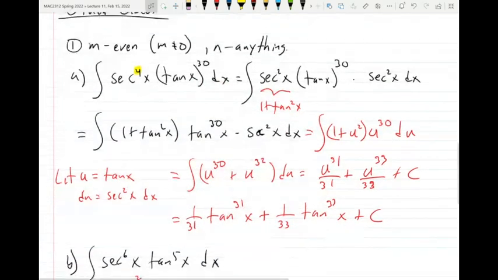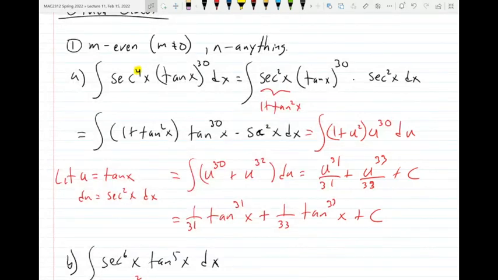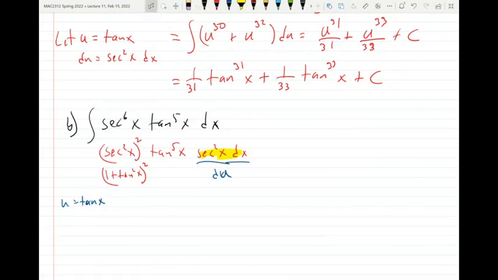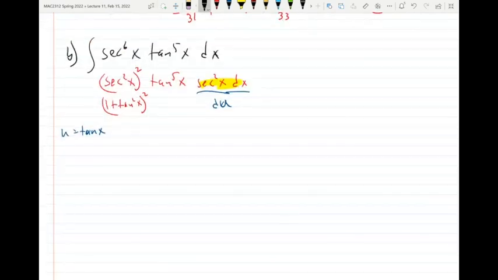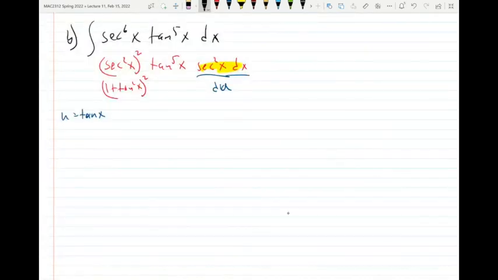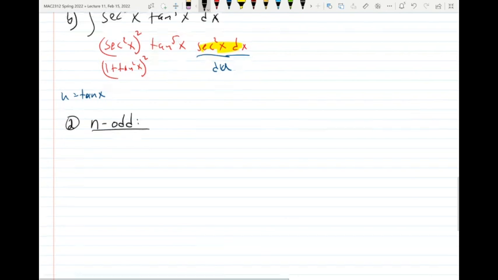Okay. All right. So we have seen what happens when m is even, and the power of tangent can be whatever you want. So let us now take a look and see what happens when the power of tangent is odd. We're going to cover the case of m being odd as well, but we have to do this in steps. So we did n even, different than 0. Now, number 2, let's do n odd. So remember, n is the power of tangent. And when the power of tangent is odd, there are several subcases that we need to analyze.